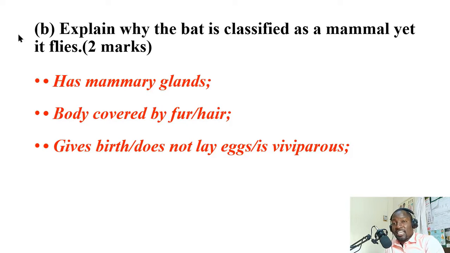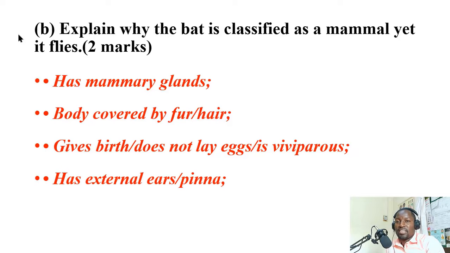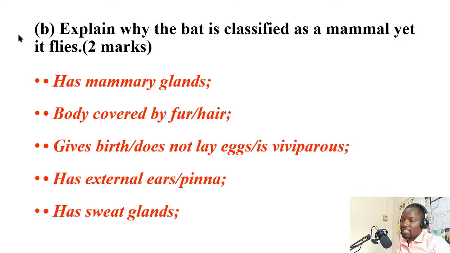It has an external ear. Remember, class Aves do not have an external ear. So it has a pinna outside, and therefore it's under class Mammalia. It has sweat glands, so it sweats, therefore it belongs to class Mammalia. These are characteristics of class Mammalia organisms, and therefore the bat, being a mammal, will definitely fit into these characteristics, and therefore it is classified as a mammal.